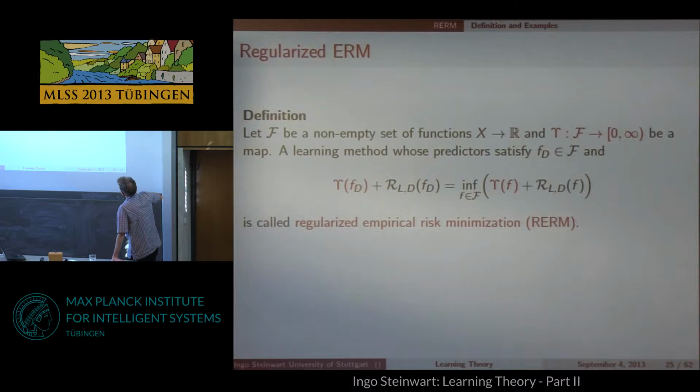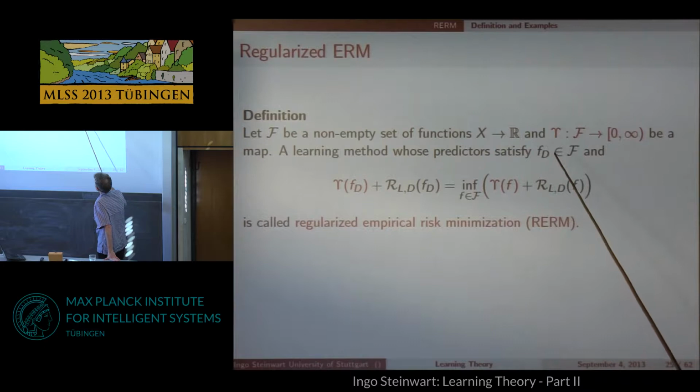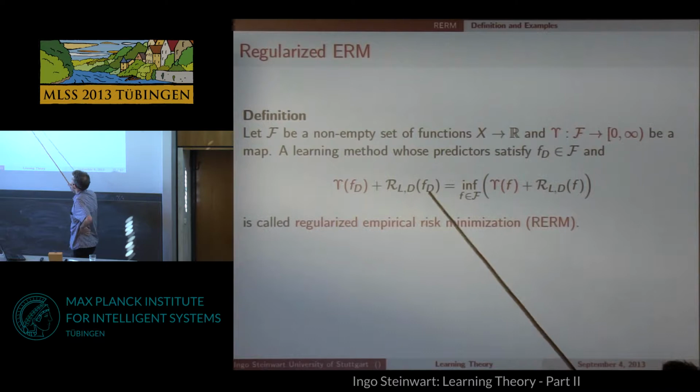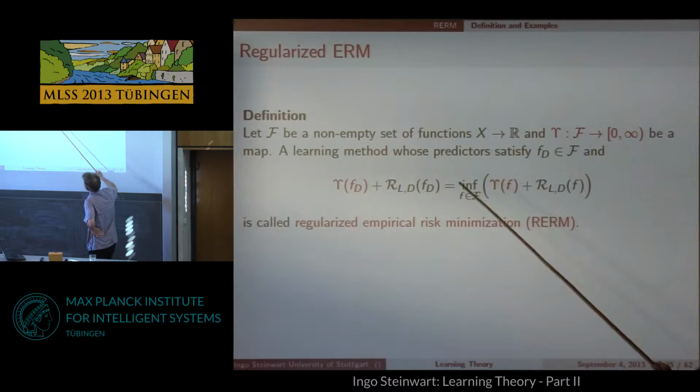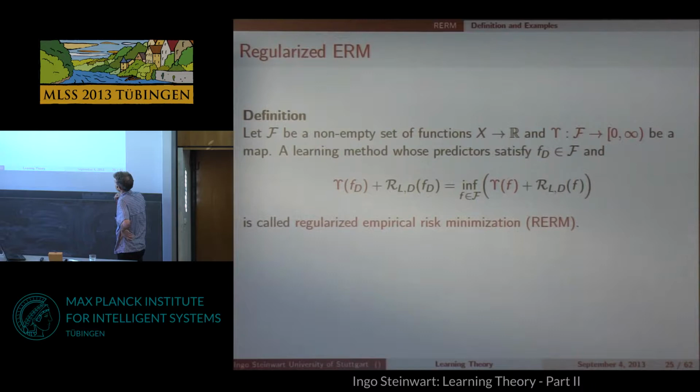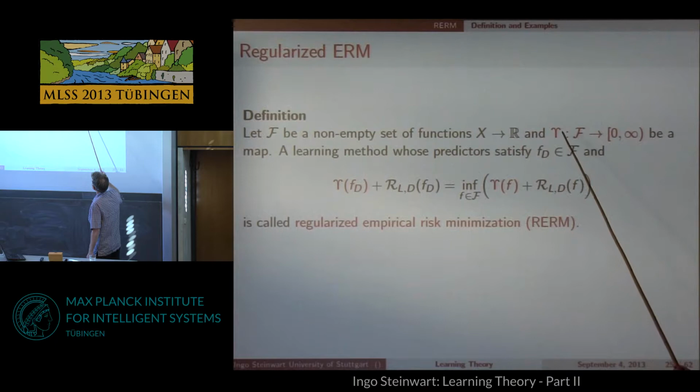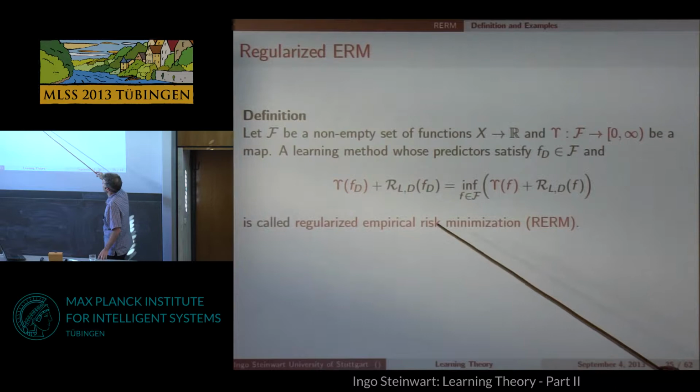And what we basically now look at are learning methods whose predictors are contained in this set F and which minimize a regularized empirical risk. So if you omit the regularizer, then you just get the standard empirical risk minimization formula, and now we have added the regularizer on the left and the right-hand side. This is the only difference. And of course, if we set this regularizer to be equal to zero for all functions of script F, then we get empirical risk minimization again.